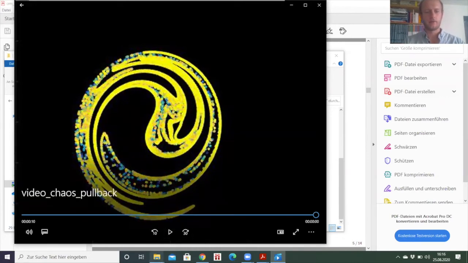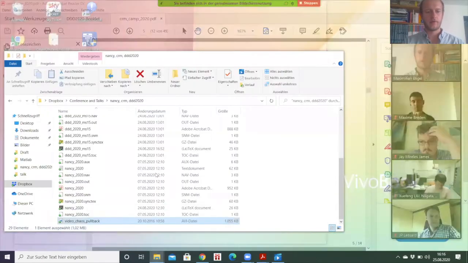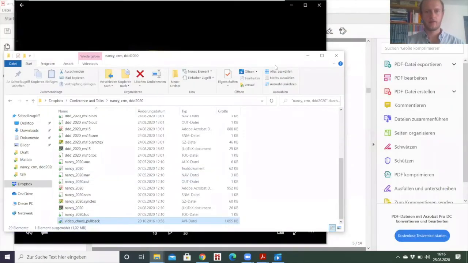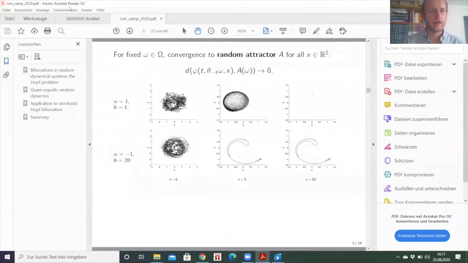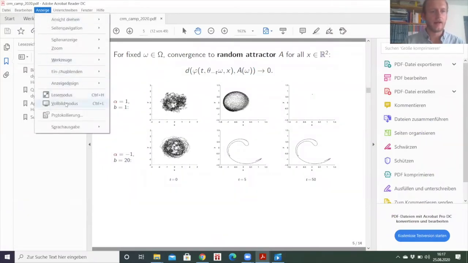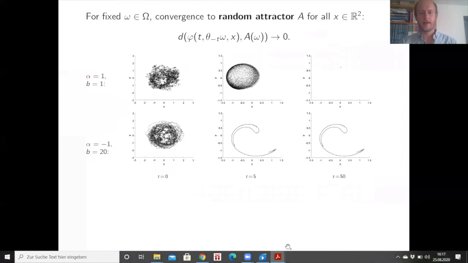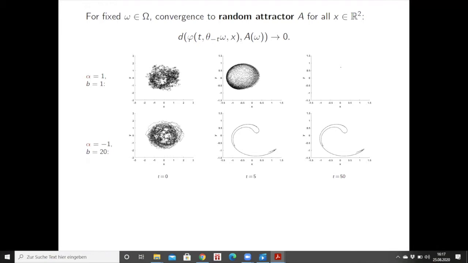So if we go back to our slides, sorry, why is this here? If we go back to our slides, then we can see that there's this attraction to this random attractor, and now we want to measure when does that happen. I will explain later, maybe a little bit more again when we come to the particular model, which will also help the computer-assisted proof. Sorry, I have a question.